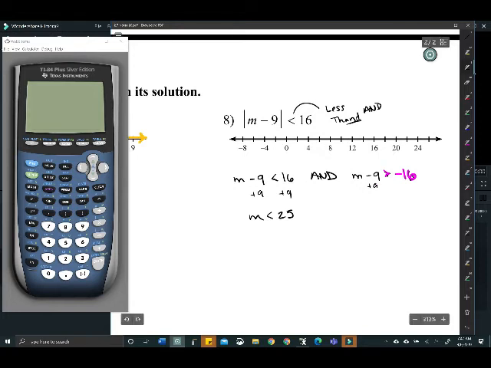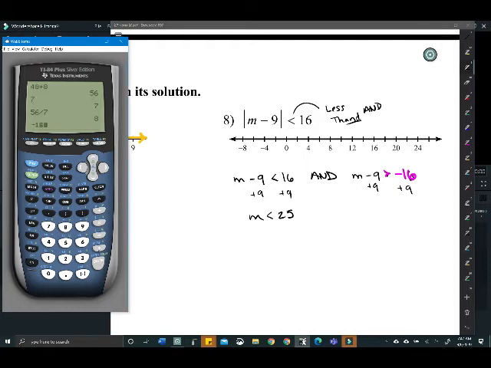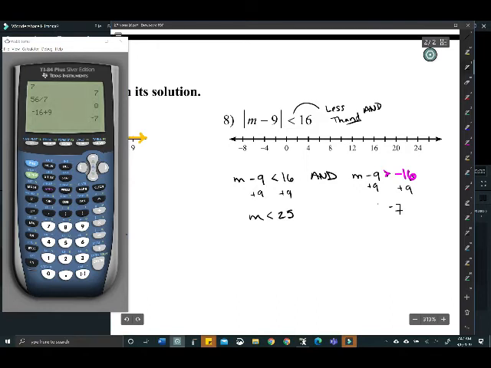And add 9, negative 16 plus 9 is negative 7, and m is greater than negative 7. So in two colors here, I'll show you. Going in this direction to the left is less than 25, so I'll just kind of draw it here. Going to the right is negative 7.